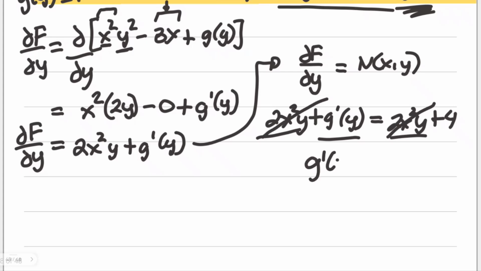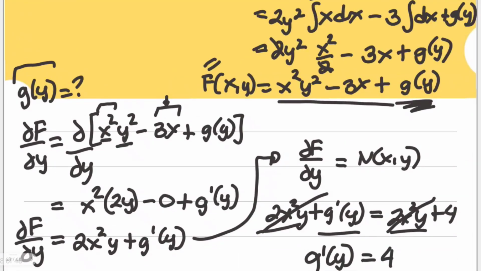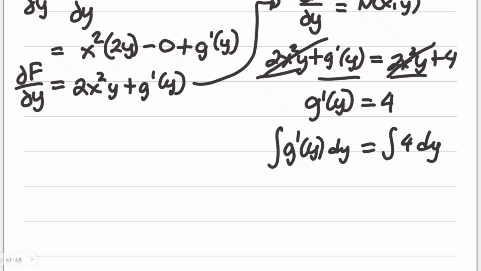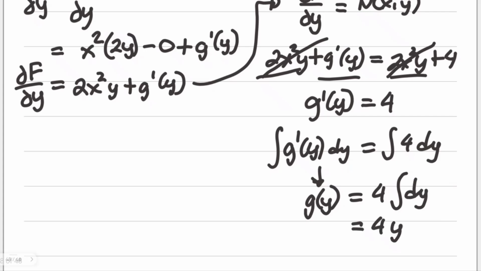So your g prime of y is just equal to positive 4. But since we're looking for g of y, not g prime of y, let's integrate both sides with respect to y. You will have the integral of 4 dy. So this returns to g of y, the function we're looking for. Of course, you will have 4 times the integral of dy. You will have 4y here as our g of y.